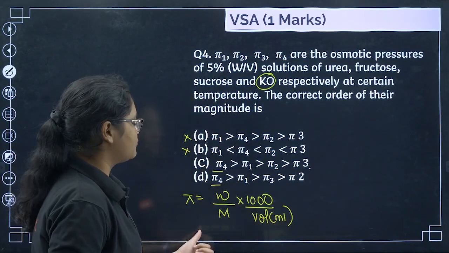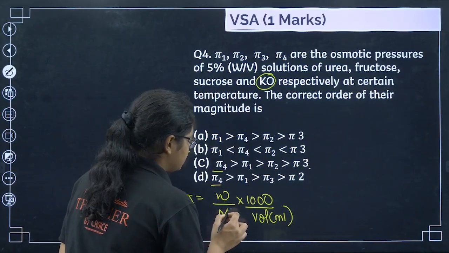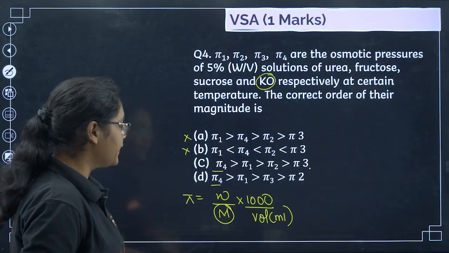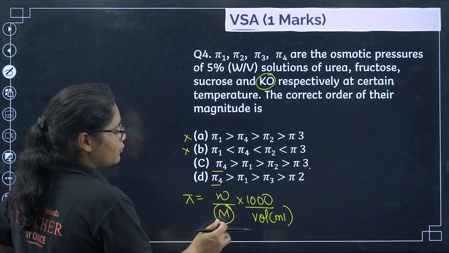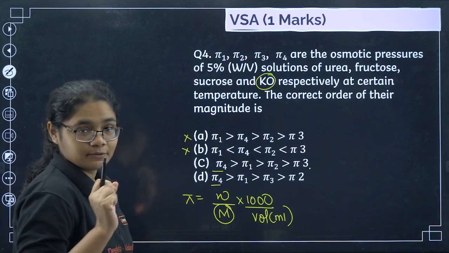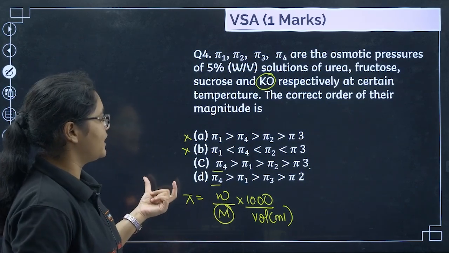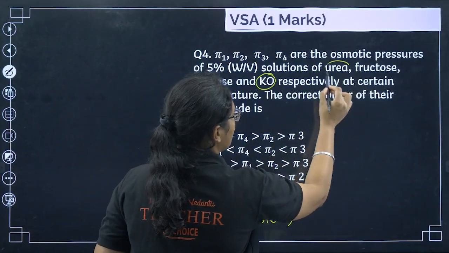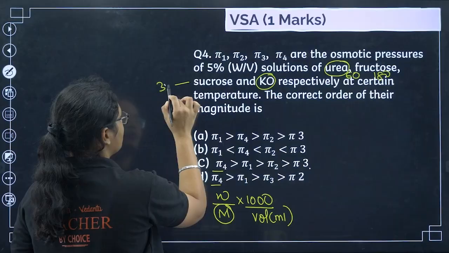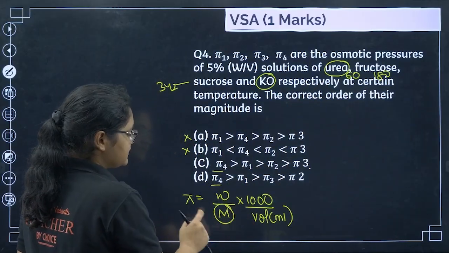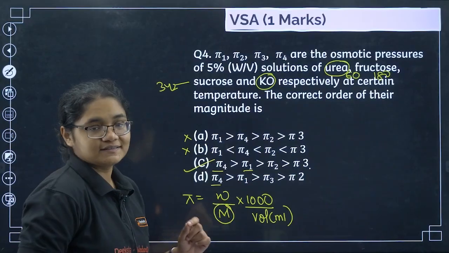Osmotic pressure is given by mass by molar mass into 1000 by volume in ml. So what will happen if you see the molar mass? If the molar mass of the solute is higher, the osmotic pressure will be least, and if the molar mass is least, the osmotic pressure will be highest. For urea the molar mass is 60, fructose is 180 and sucrose is 342. So obviously urea's molar mass is least, so pi 1 will be the highest. That is why option number C here.